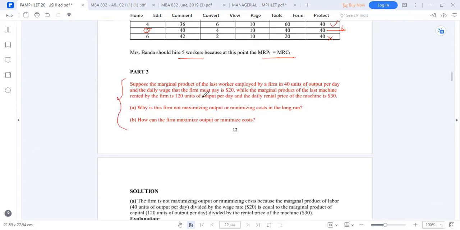Suppose the marginal product of the last worker employed by a firm is 40 units of output per day and the daily wage is $20, while the marginal product of the last machine rented is 120 units of output per day, and the daily rental price of the machine is $30. Why is the firm not optimizing or minimizing costs in the long run? How can the firm maximize output or minimize costs?